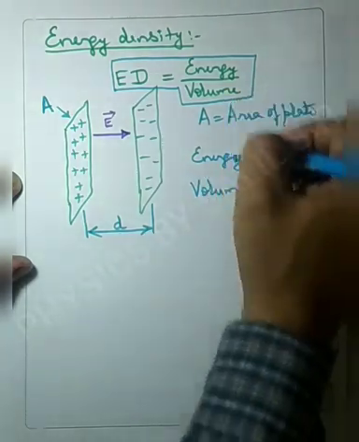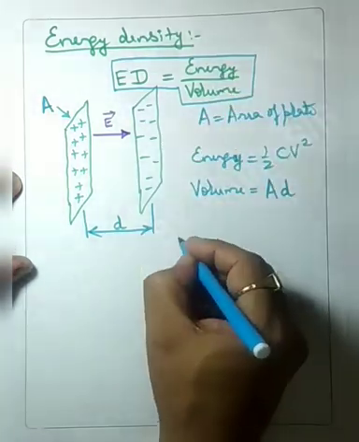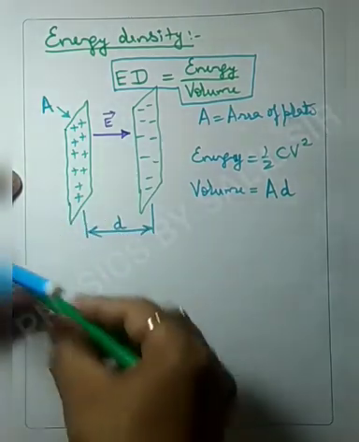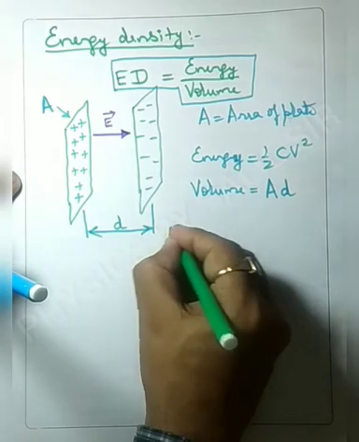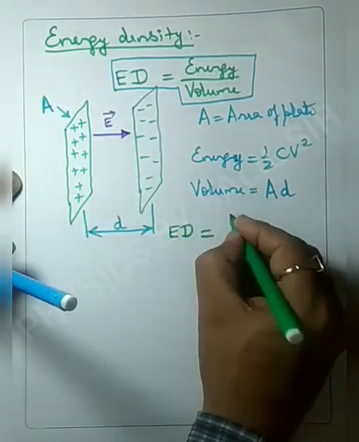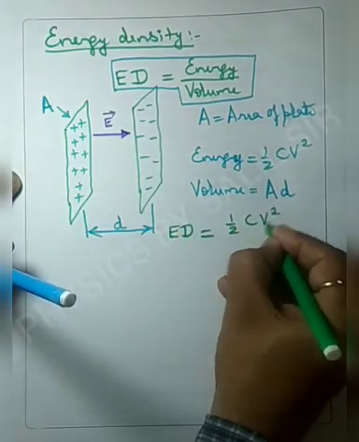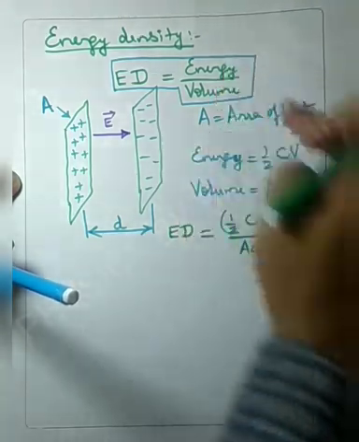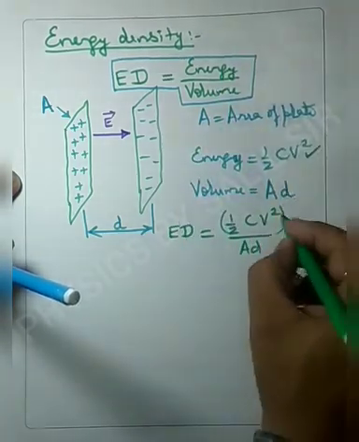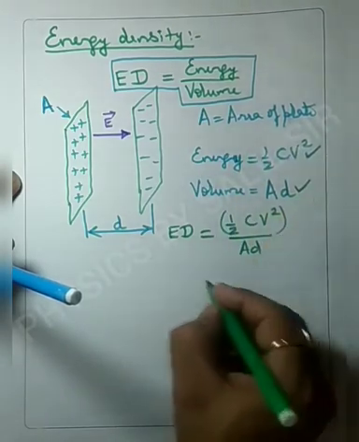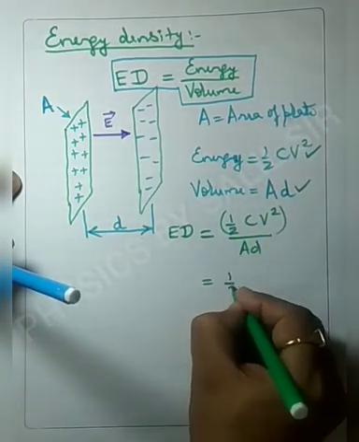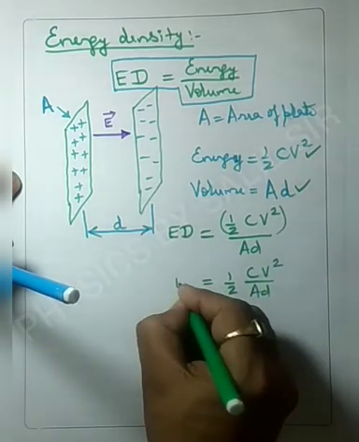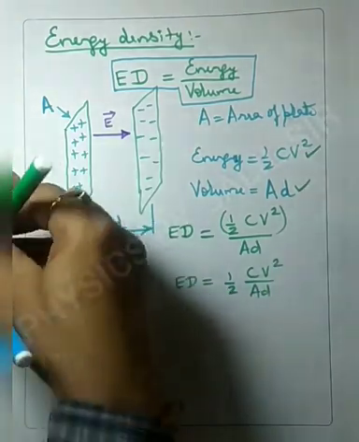So we'll put this energy and volume in the above equation. So we'll get energy density is equal to half CV square upon AD. In place of energy we'll write half CV square, and in place of volume we'll write AD. So in this way we'll get half CV square upon AD. This is energy density.